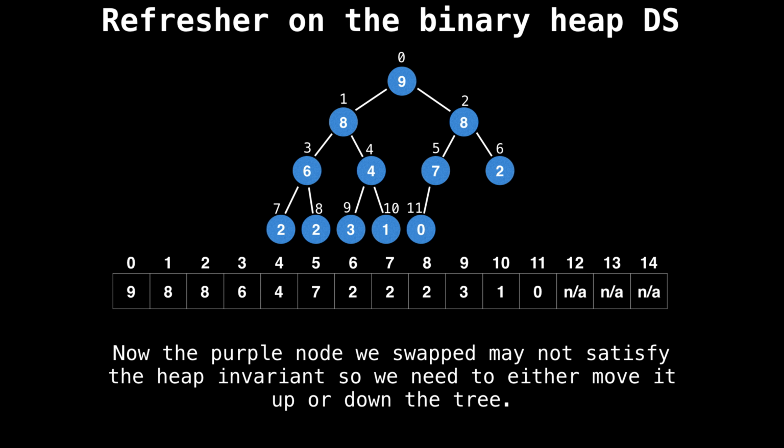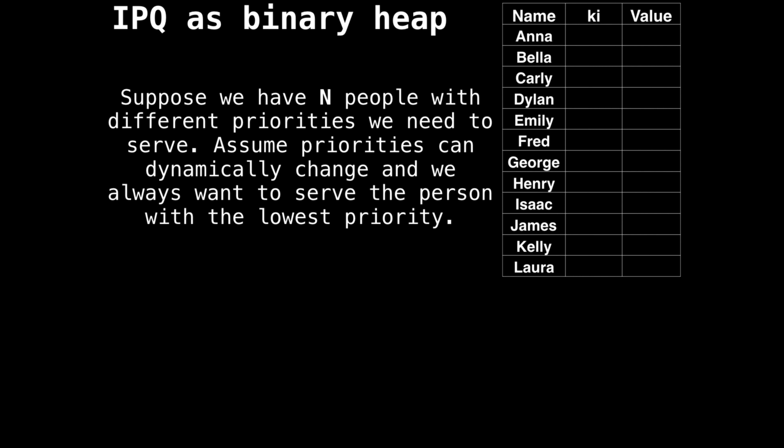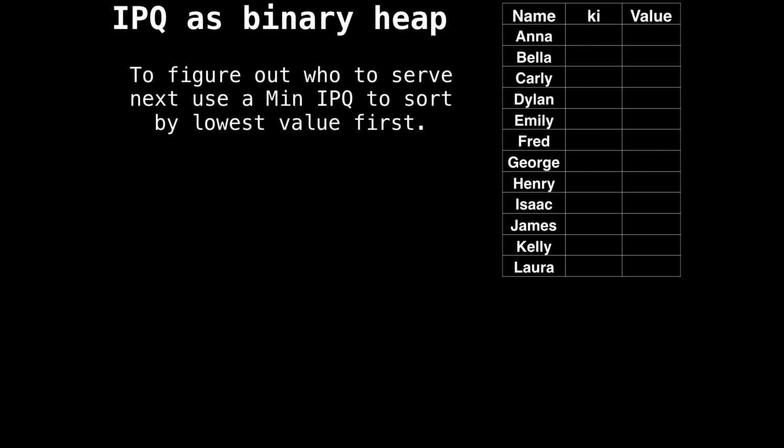That was a quick recap on just about everything you need to know about a traditional priority queue. Now let's talk about implementing an indexed priority queue with a binary heap. For the following examples, suppose we're dealing with n people with different priorities that we need to serve. Perhaps we're prioritizing people for a queue at a hospital, a waiting line at a restaurant, or who knows what. The main thing is we'll assume that the values can dynamically change and that we always want to serve the person with the lowest priority. To figure out who to serve next, we'll use a min-indexed priority queue to sort by lowest value first.